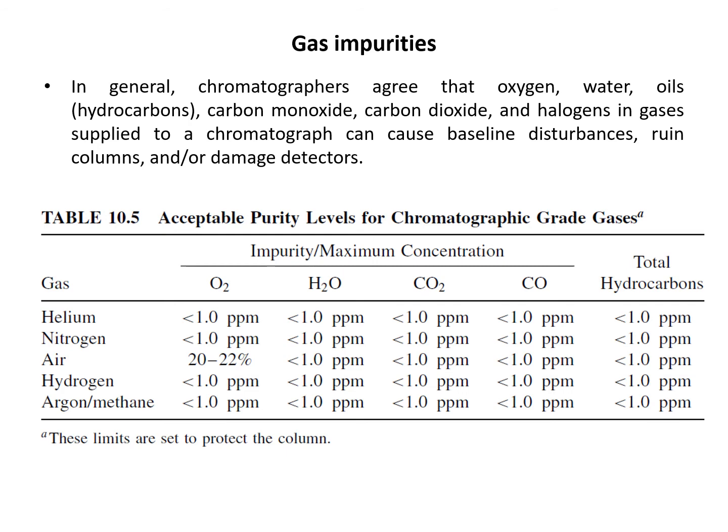Class, according to the table given here, these are the acceptable purity levels for chromatography grade gases: helium, nitrogen, air, hydrogen, argon, or methane. All the limits are given in ppm, so you may refer to this table. Overall, generally less than 1 ppm should be fine.